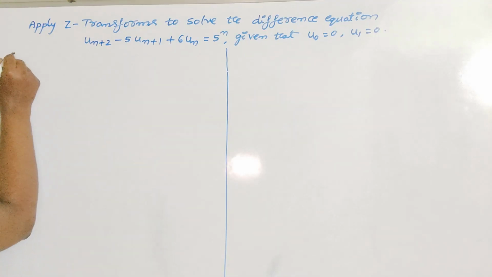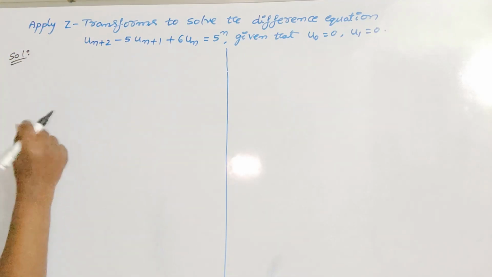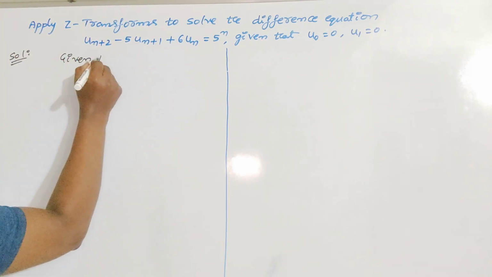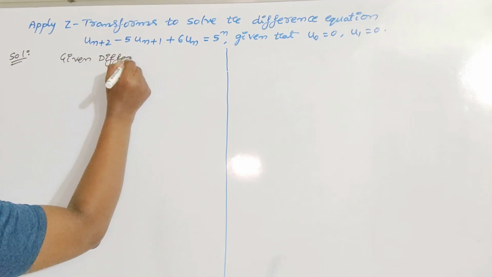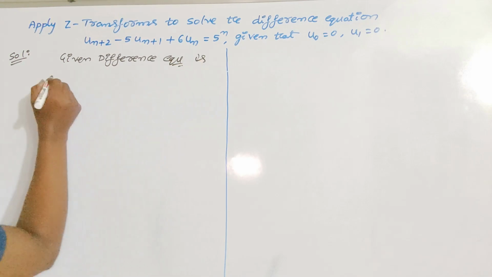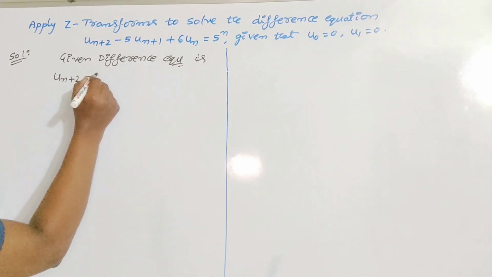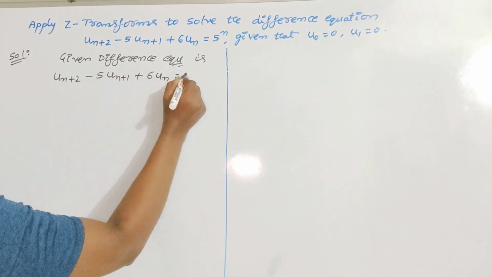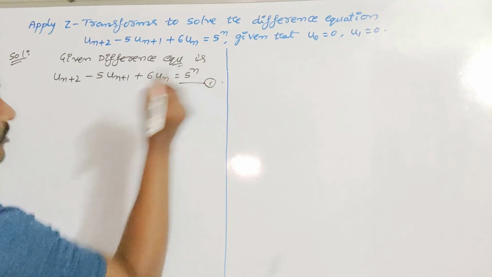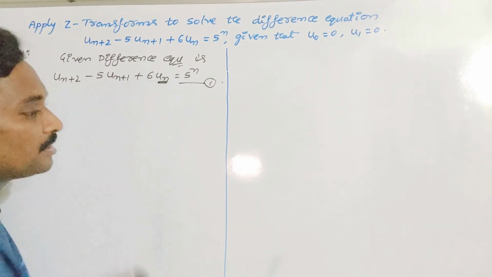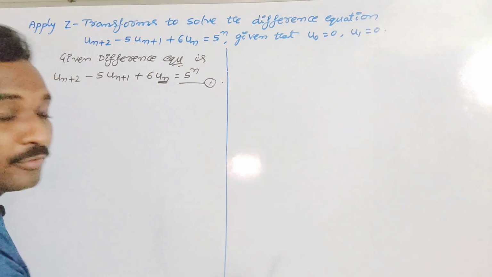See the solution. First of all, we have to write the given difference equation once again. The given difference equation is u(n+2) minus 5 into u(n+1) plus 6 into u(n) is equal to 5 power n. Take it as equation number 1. In the end, we have to find the solution for the nth term, un. We have to find the value of un here.